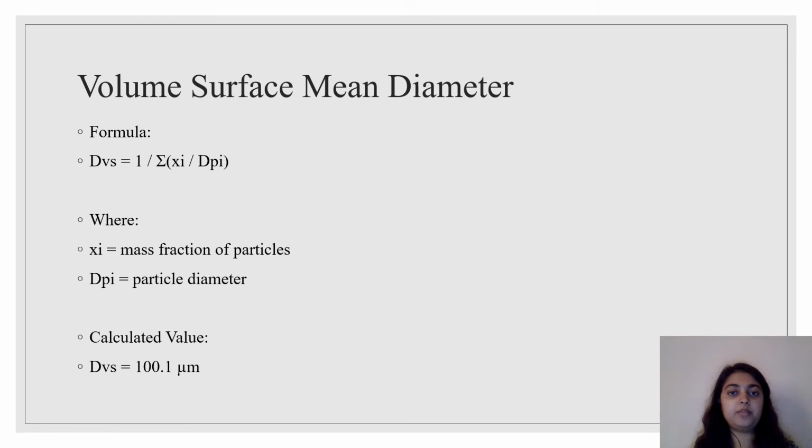Now the diameter calculation. The volume surface mean diameter formula is given in my slide: 1 divided by the summation of xi divided by dpi. We have the xi divided by dpi column. When you have all the values, at the end take the summation of the xi divided by dpi column and divide 1 by it. Simply, you will get this value, 100.1 micrometer. So this will be your volume surface mean diameter.